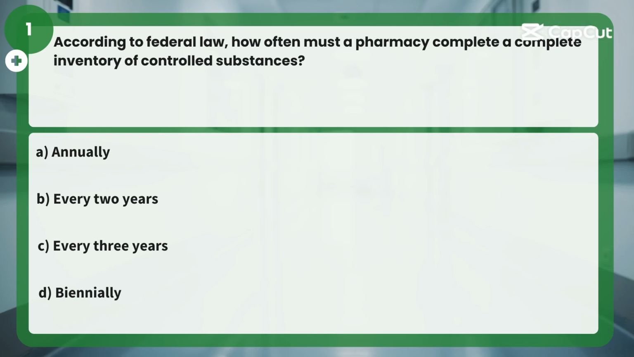Question 1. According to federal law, how often must a pharmacy complete a complete inventory of controlled substances? A. Annually. B. Every 2 years. C. Every 3 years. D. Biennially.